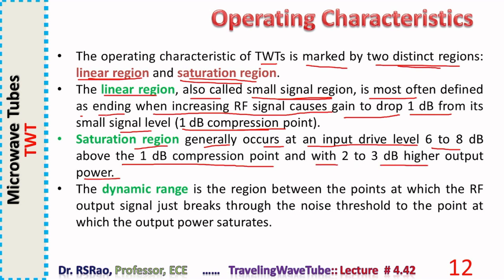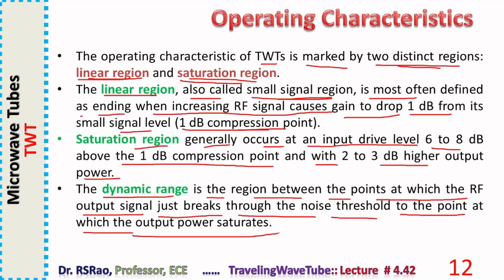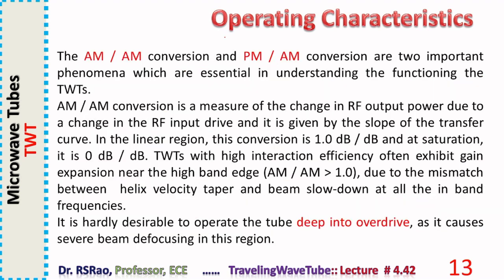Linear region, saturation. The dynamic range is the region between the point at which the RF output signal just breaks through the noise threshold and the point at which the output power saturates. The linear region is the region where the device is supposed to be operated. Some more points regarding operating characteristics.